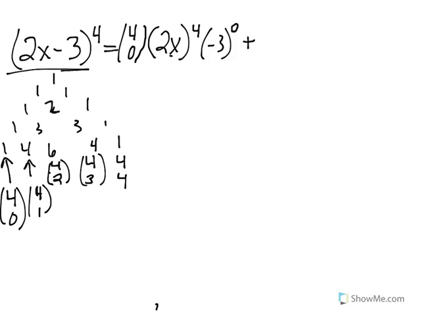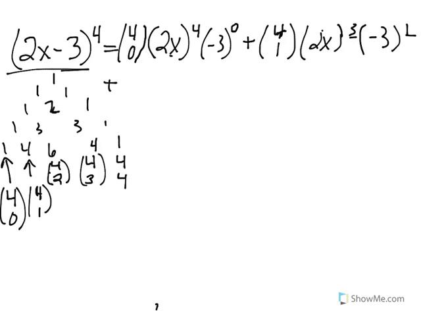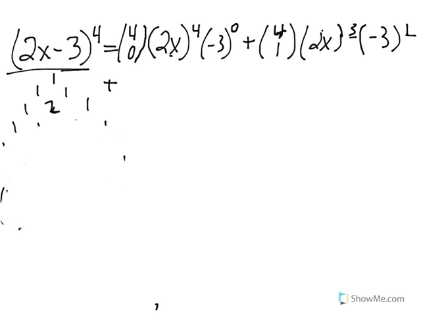Now we do plus 4 combination 1. And then 2x will go down to the third power. And negative 3 would be to the first power, because 3 plus 1 is 4. Plus, I'm going to erase this work so we have some room.